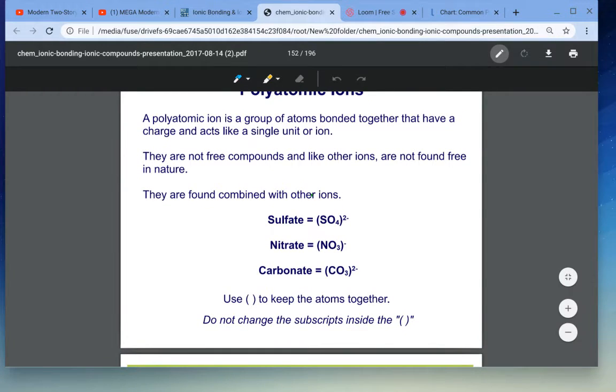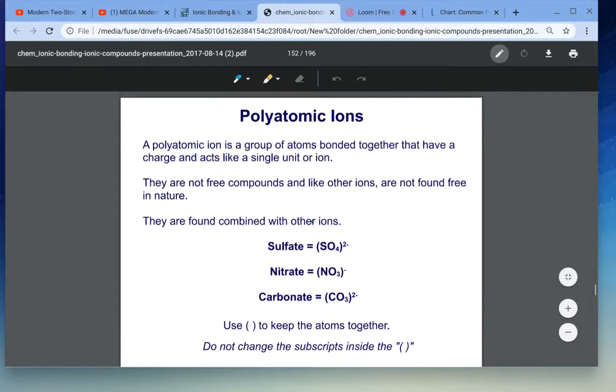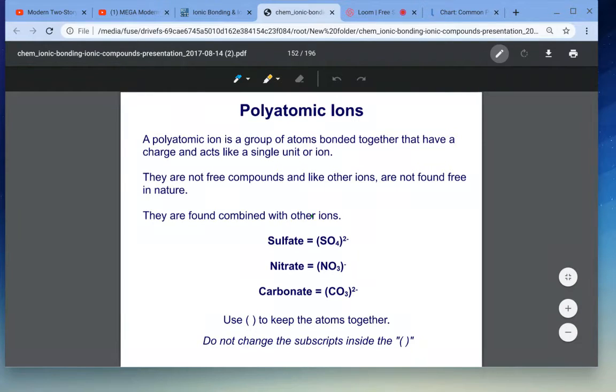Polyatomic ions are a group of atoms that are bonded together. They have a charge and they act like a single unit. So I want you to think of it as like a box of cereal. Polyatomic ions are like a box of cereal. Like think about Lucky Charms. Even though there's a lot of stuff in the Lucky Charms, it's one box of Lucky Charms.